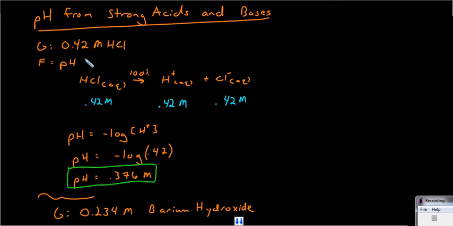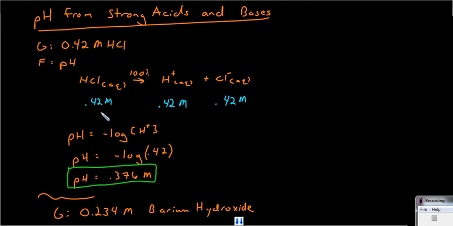Consider the pH of a solution of 0.42 molar hydrochloric acid. Now, hydrochloric acid is a strong acid. That is, it dissociates 100% in solution. So, if you have 0.42 molar hydrochloric acid, ultimately you'll have 0.42 molar of the proton or hydronium concentration within the solution and 0.42 molar of chloride.